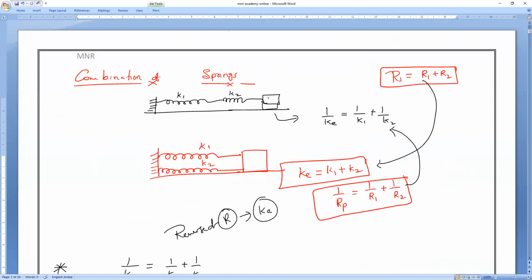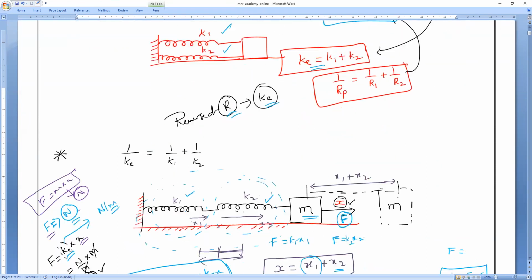Listen very carefully. For a combination of springs, if it is a series combination, the equivalent spring constant is like the parallel combination of resistances, reverse. And if it is a parallel combination, then the equivalent spring constant is like resistances in series connection, similar to that. Reverse it is. Reverse of resistance is only spring constant. All of you?